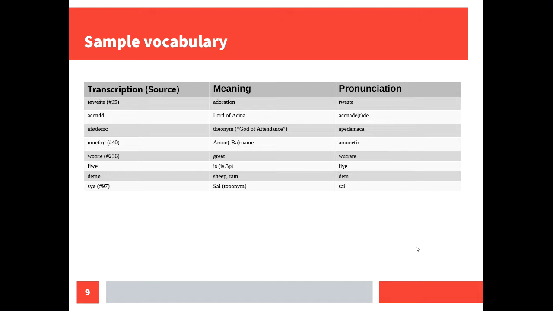Here's a sample of terms from the Meroitic vocabulary. Some of these will have known translations, some of these will differ from the translations you'll find in leading books. So tuesti is well established. This term here is popularly interpreted as an anthroponym. It's not, it's a title. This word is well known, and if you break down the name, it means God of Attendance.